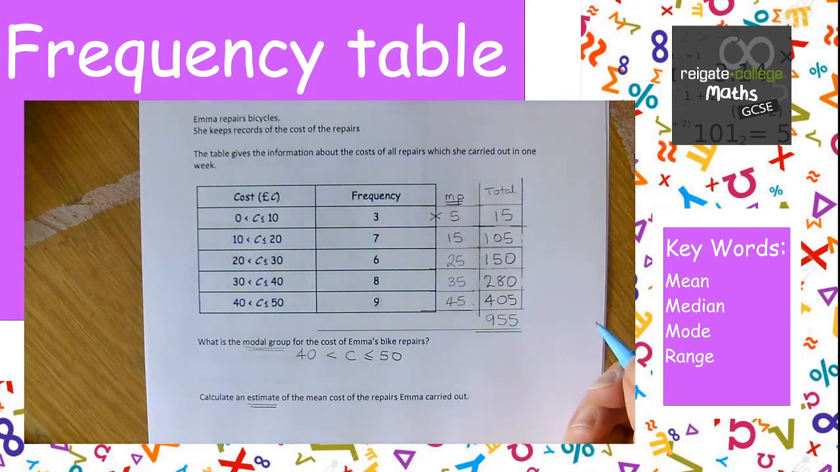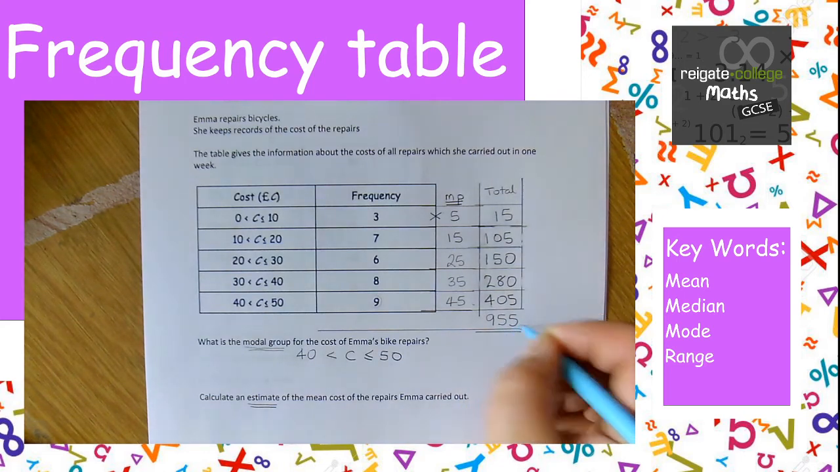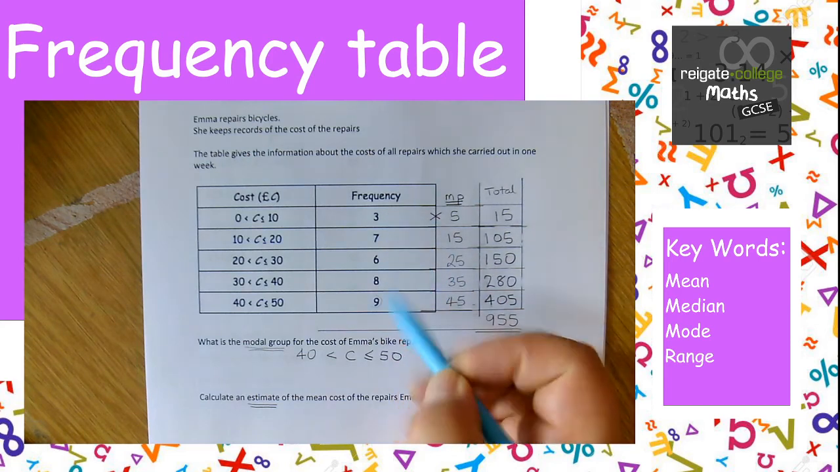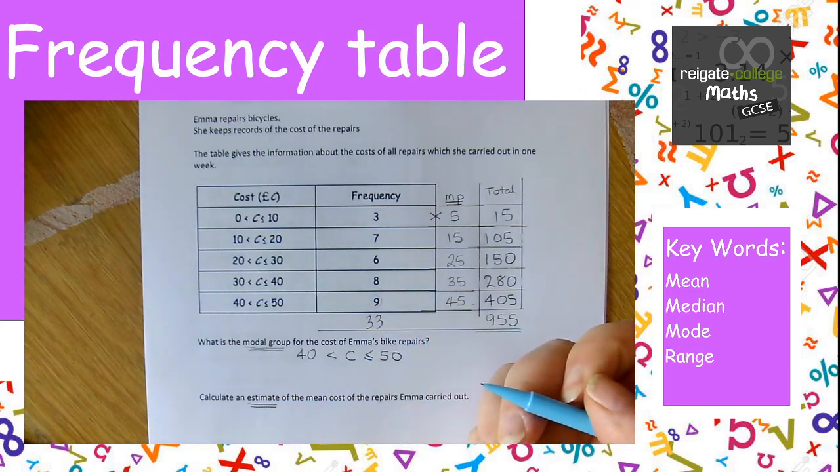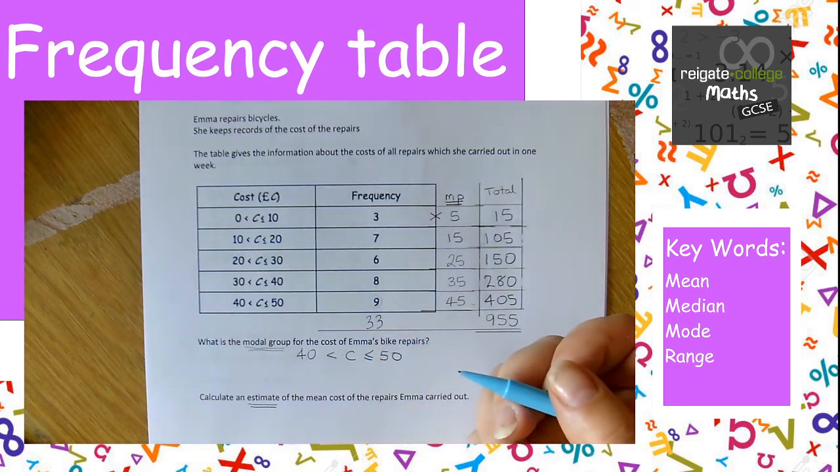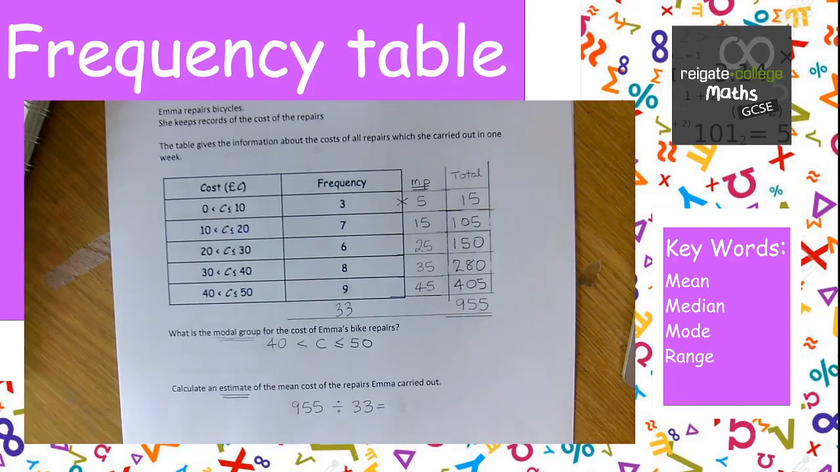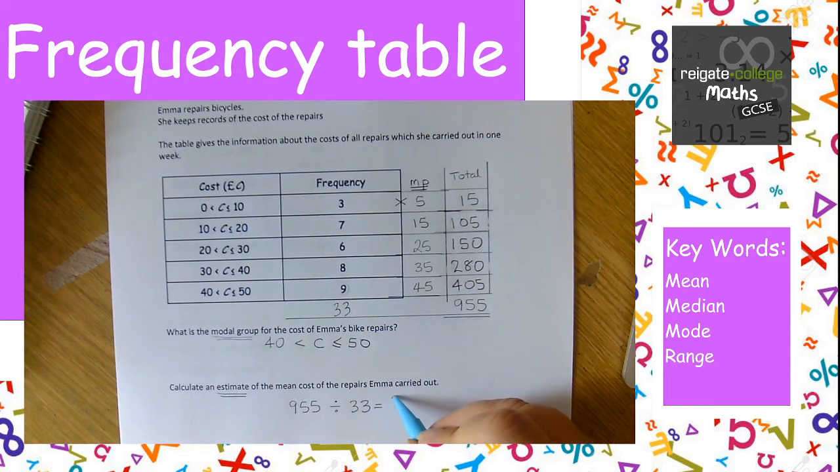Adding up either in a column addition or by calculator, we see that £955 is the total spend, and that was spent by 33 people. Adding up the frequency, we can see 33 people took their bikes in for repair. When I calculate the total amount spent divided by the total number of people spending, I get a spend per person of £28.94. Therefore, the estimated mean of the cost of repairs is £28.94.